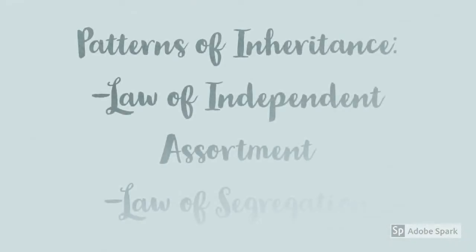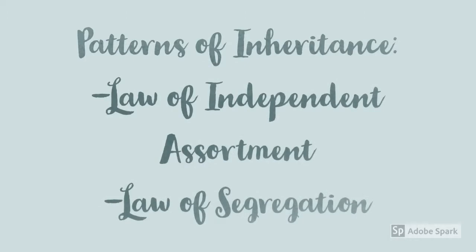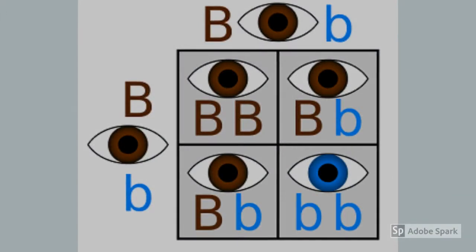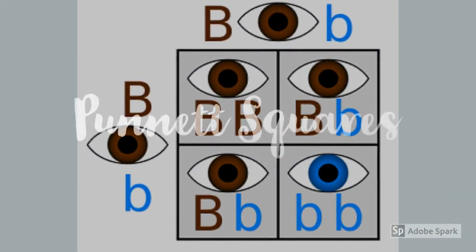There are 2 different laws that describe patterns of inheritance. The first is the law of independent assortment, which states that genes are not linked when inherited. The second law is the law of segregation, which states that 2 alleles for a gene separate during gamete formation. Punnett squares can be used to predict the genotypes and phenotypes of particular crossbreedings of species or different alleles.